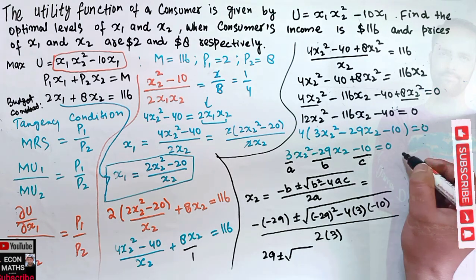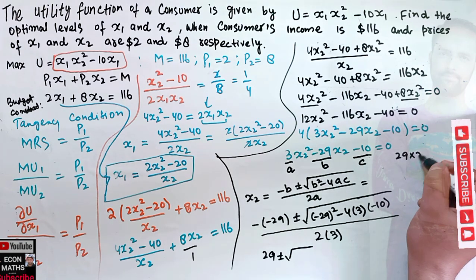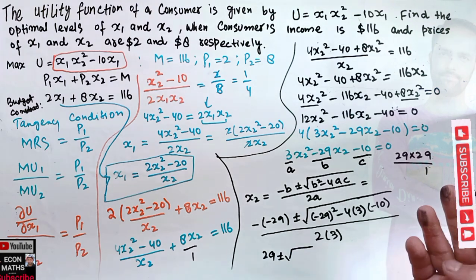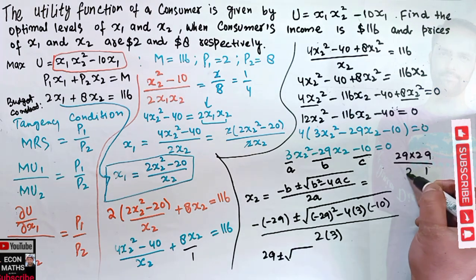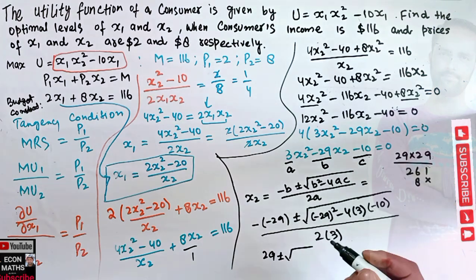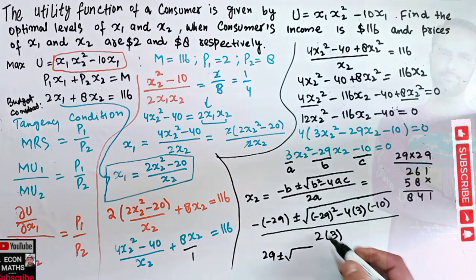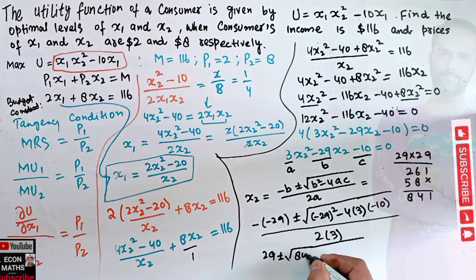So we have 29 into 29. 9 9s are 81, 8 are left, 9 2s are 18. So we have 261. Then we have 2 9s are 18, 2 2s are 4, so we have 841. Okay, so minus 29 square comes out to be 841.